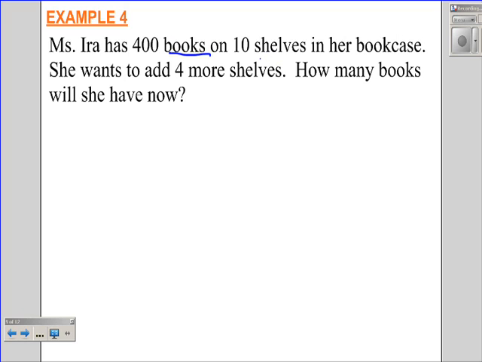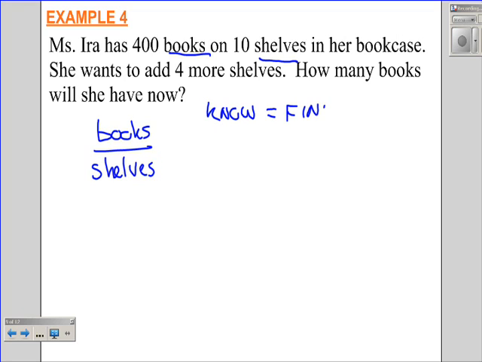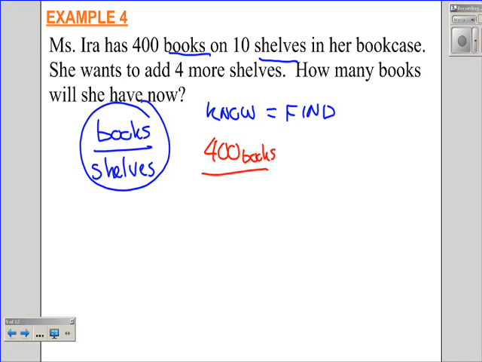So I really have this relationship of books to shelves. So I'm talking books on shelves. Well, what do I know versus what am I trying to find? Well, so I'm going to set up what I know, and I'm going to set that equal to what I'm trying to find. And I need to really make sure that I keep this relationship I've set up here equivalent on both sides of my equal sign. So what do I know? I know 400 books on 10 shelves.